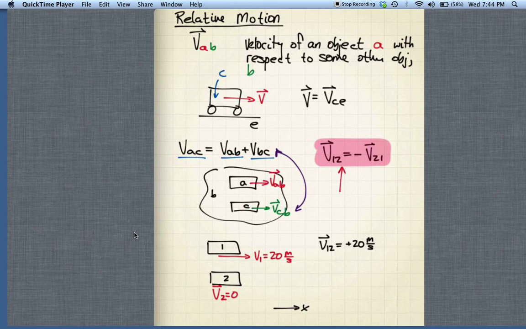But now let's say that you're standing on box 1 and you're looking at box 2. Now we're not worried about the movement of the ground. In this case we're only worried about the movement of box 2. If we're standing on box 1 and looking at box 2, it would appear that box 2 is moving 20 meters per second in the negative x direction. And that's why v21 is equal to negative 20 meters per second.